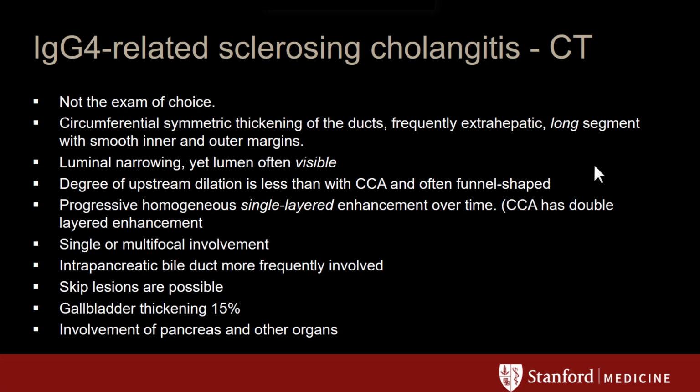On CT, we see circumferential symmetric thickening of the ducts. Similar findings here. You have progressive homogeneous single layer enhancement. Cholangiocarcinoma is also a consideration or in the differential, but that enhancement pattern looks different. You can also see gallbladder thickening, and then of course involvement of the pancreas and other organs.